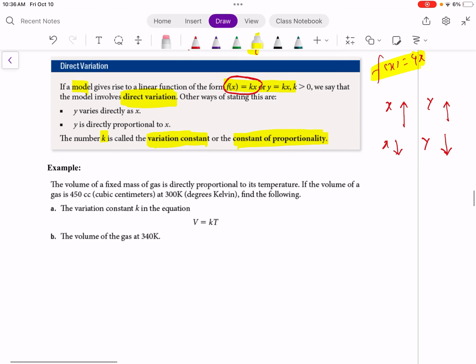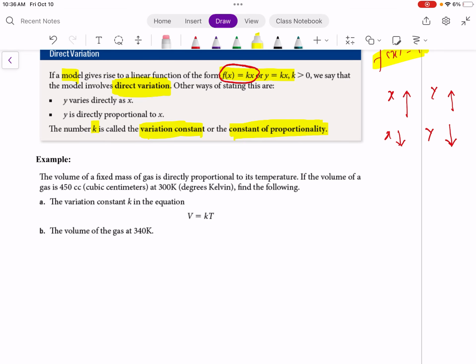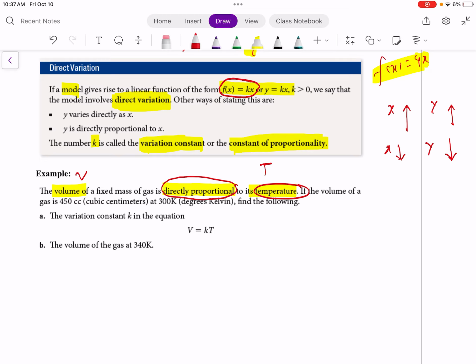Now we have an example here. The volume of a fixed mass of a gas is directly proportional to its temperature. Directly proportional means as the temperature increases, volume also increases. As the temperature decreases, volume also decreases. That is directly proportional. If the volume of a gas is 450 cubic centimeter at 300 Kelvin, find the following. So we are asked to find the variation constant.